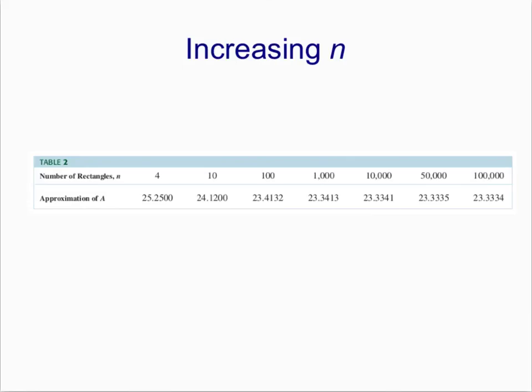Now, as we mentioned previously, as we increase the number of rectangles, we're going to get a more accurate estimate for the area under this curve. You can see here with n equals 4 rectangles, we came up with a 25.25 approximation. If we were to increase it to 10 rectangles, we'd end up with 24.12 and so on. And as you can see, this value starts leveling off at what looks like is going to be about 23 1/3.